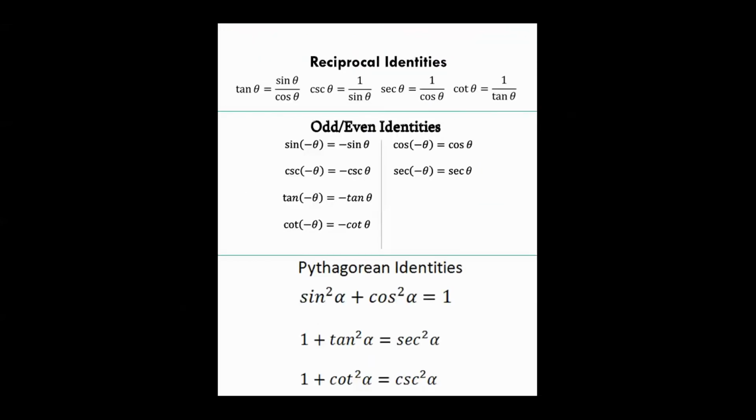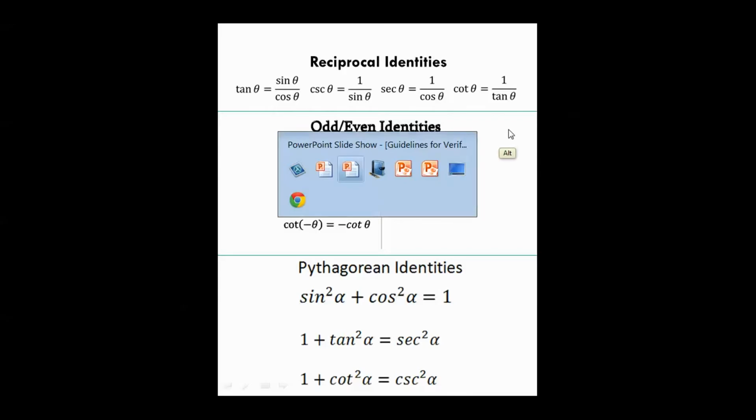So here I have a basic list of the most popular identities. Now this clearly is not a comprehensive list. There's a lot more to this, but for the next maybe 6 or 7 identities that we're going to verify, we're really going to try to get by with using all of these and a lot of algebra. So I'll keep going back to this slide so we can remember what these identities are. So let's get to it.